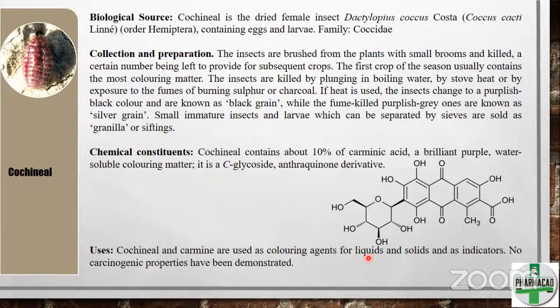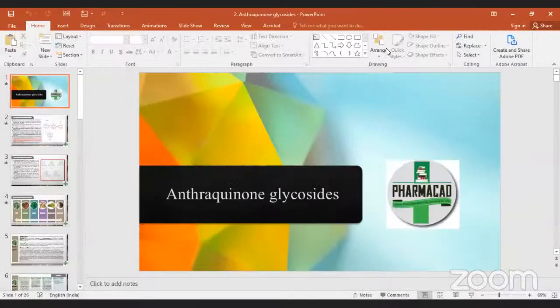Okay. Now cochineal and carmine are used as coloring agents for liquids and solids and as indicators. No carcinogenic properties have been demonstrated. So that is what I said, that it is used as a natural dye. Okay, it has no carcinogenic properties as such. So here we come to the end of anthraquinone glycosides. Okay, now let us have a look.